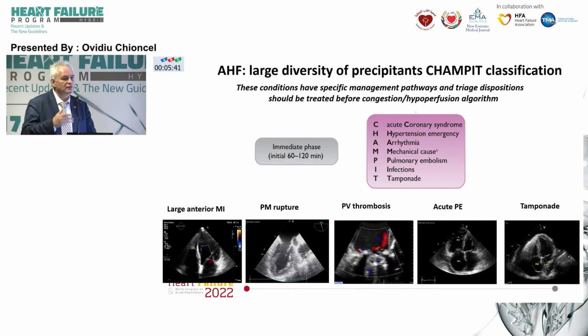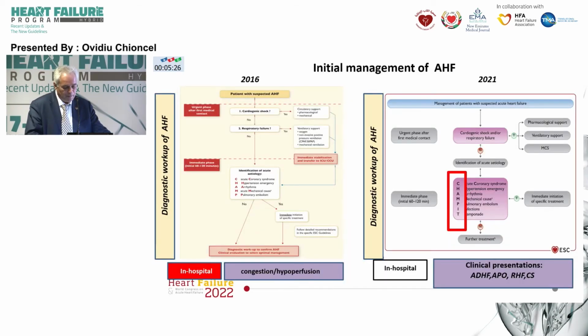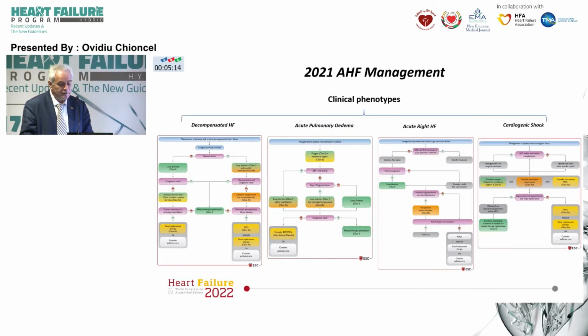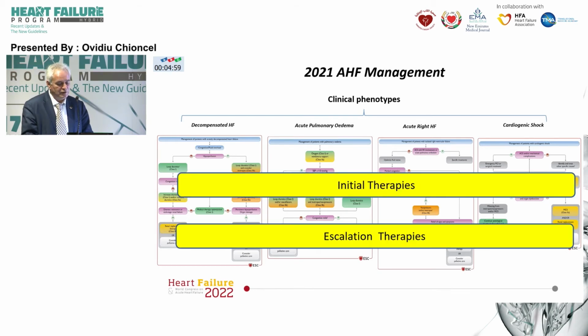So in other words, you cannot start giving IV furosemide to a patient with cardiac tamponade, or you cannot start giving IV furosemide to a patient with ventricular septal rupture in spite of severity of congestion. For management, this is very nice because the guidelines say again and again, diagnosis and management should go and evolve in parallel. And again about phenotyping, because we have some kind of phenotyping of management based on clinical profile, so different management in acute decompensated, in right acute heart failure, in pulmonary edema, in cardiogenic shock.